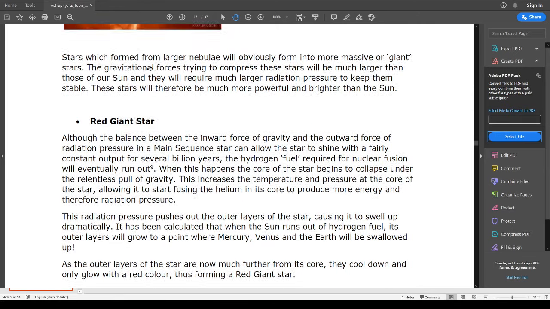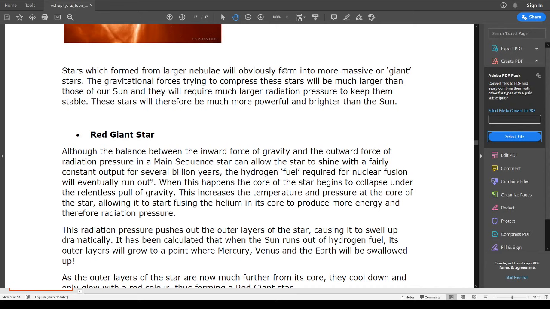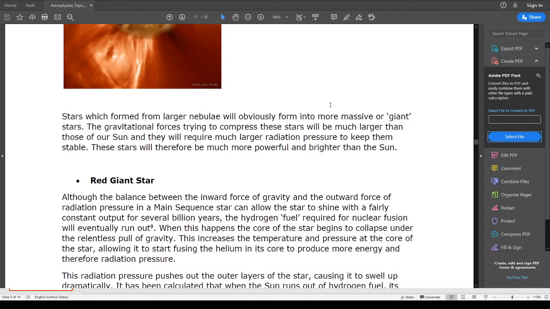Stars which formed from larger nebulae will obviously form into more massive or giant stars. The gravitational forces trying to compress these stars will be much larger than those of our sun, and they will require much larger radiation pressure to keep them stable. These stars will therefore be much more powerful and brighter than our sun. Do you guys understand this paragraph? This is very important. Let me clarify this again, okay?